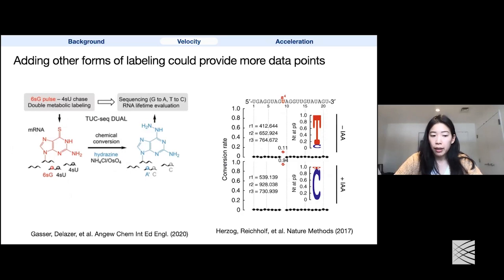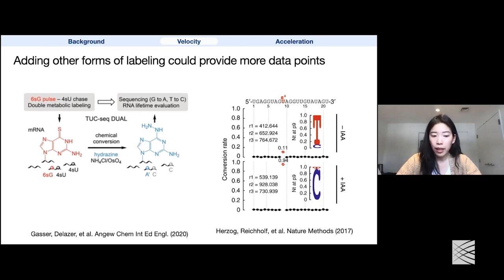So Katharina Gusser and others developed this conversion of incorporated 6SG such that it's read out as A's in sequencing. The biggest barrier is that 6SG doesn't have a very high conversion rate. After 1 hour incubation, they found that less than 5% of the transcripts were mutated. That is much lower than 4SU's conversion rate, which is really high. They see about 11% conversion without the IAA, which they think is just because of some weird tautomeric base pairing. But if you add the IAA, which is part of the protocol, their conversion rate is over 94%.